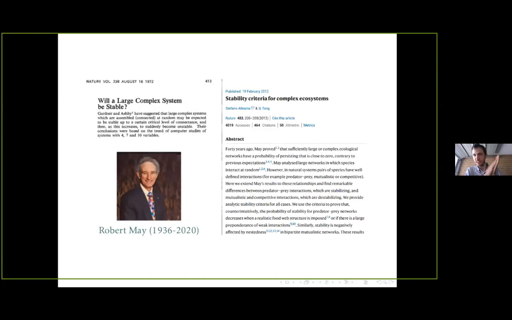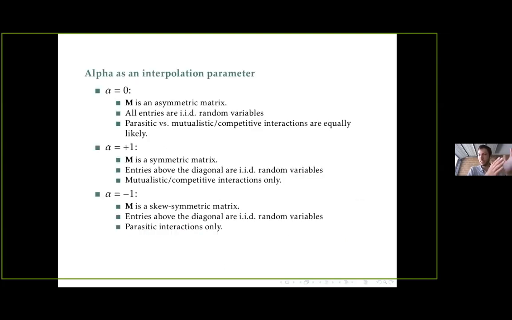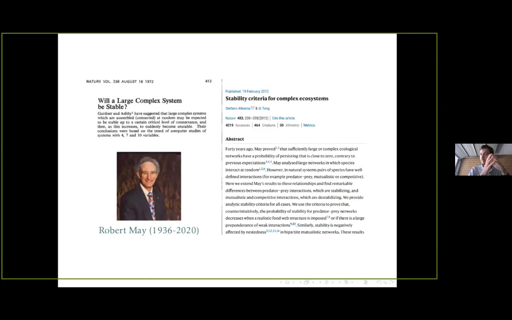And on the right here, we have another paper, much more recent, 2012, which, among other things, one of the main things in this paper is they have introduced the interpolation parameter similar to what we have done. So these two papers, to some extent, focus on application in ecology, but we will not particularly think about ecology today.